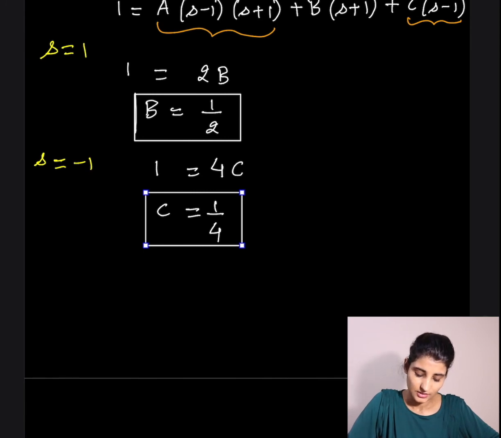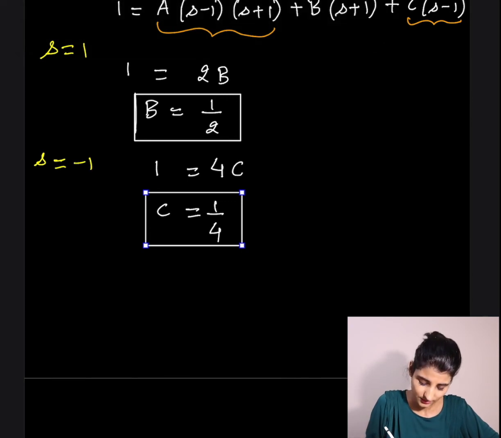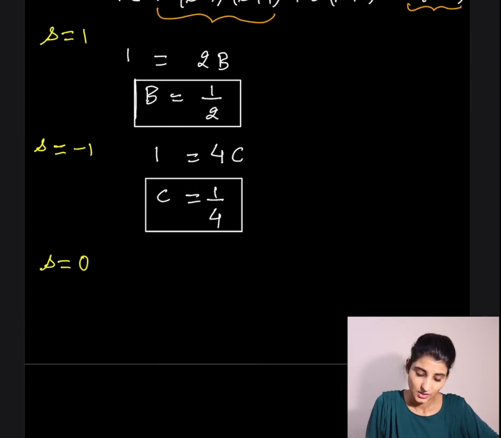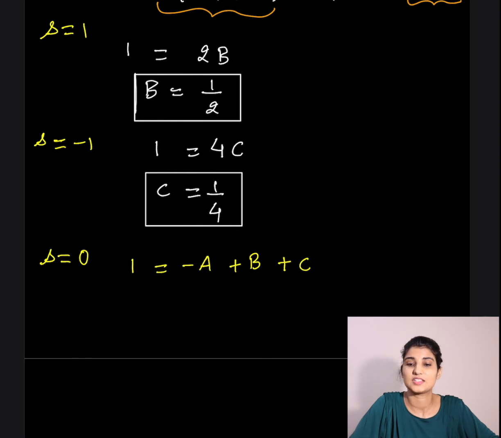Now you can substitute any other number, because we already know B and C. So let's choose 0. You can choose any other number also, but 0 is easy to calculate, that's why I'm choosing 0. So if we substitute s equal to 0, we have minus A plus B plus C. This is what we have.